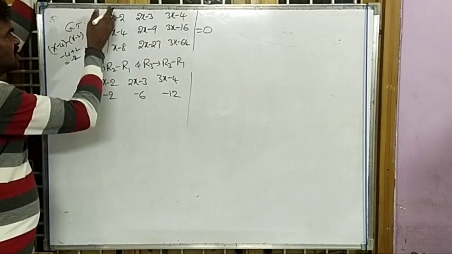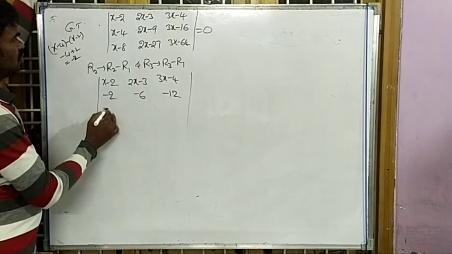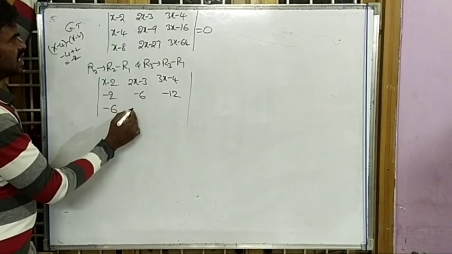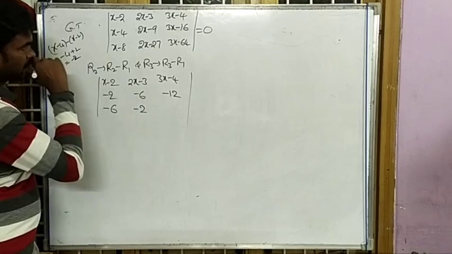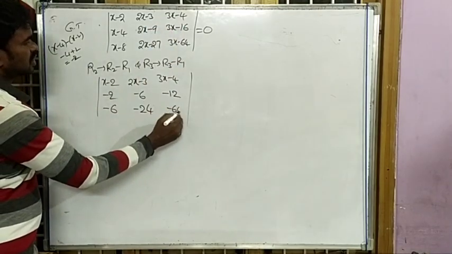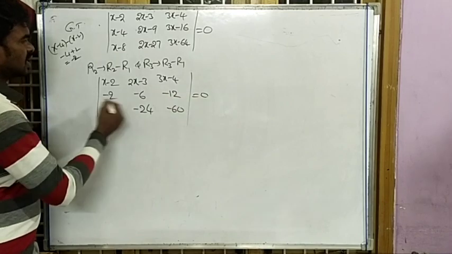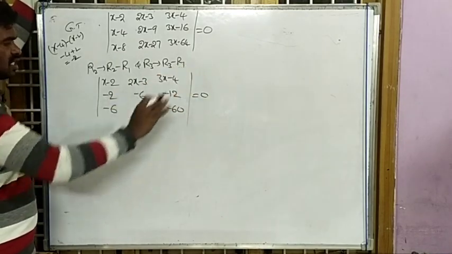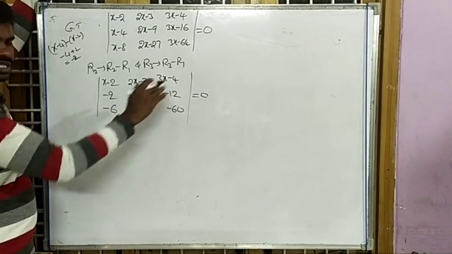And third row minus first row. So minus 6 we get. Minus 27 plus 3 is minus 24. Minus 64 plus 4 means minus 60. Is anything common in the second row and third row? Because it is equal to 0. So yes, take minus 2 common and send outside. Take minus 6 common, send outside.